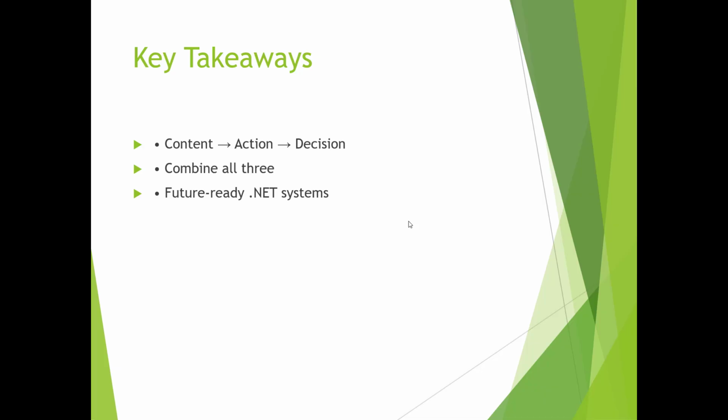And the key takeaways are content, action, and decision. We are providing something, we want some action, and the decision will be there. If we combine all three, then the system would definitely be a future-ready .NET system in which we give the prompt, we have actions performed by the agents, and then on the final decision-making part, we get the desired result. So these are the key takeaways.